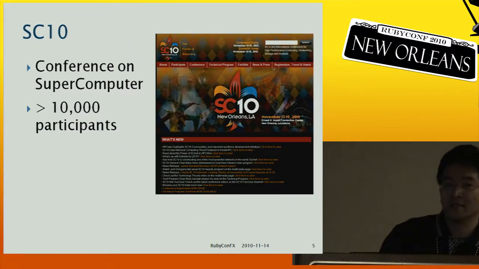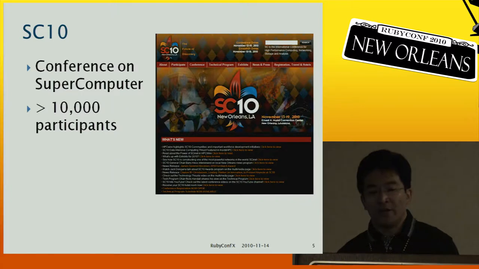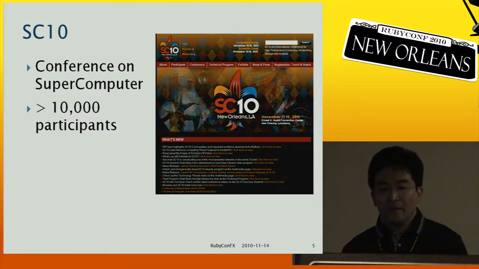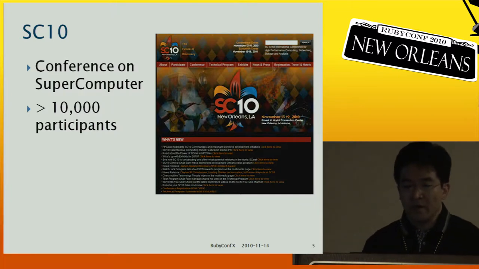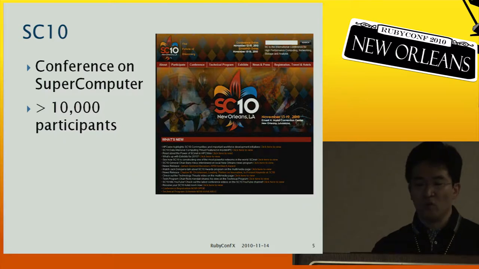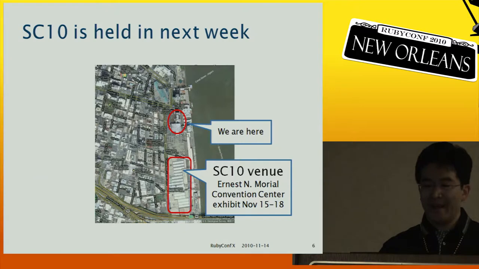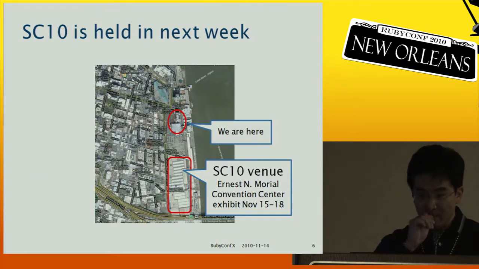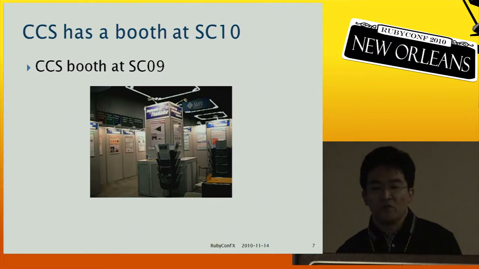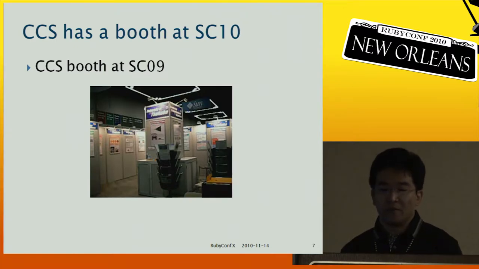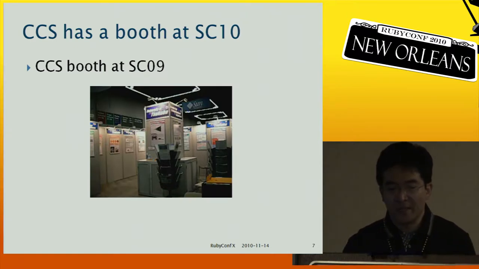By the way, do you know SC10, which is a conference on supercomputers? SC10 is held next week here in New Orleans. It is so large that more than 10,000 people participate. And the venue is very close from here. Our institute, Center for Computational Sciences, University of Tsukuba, exhibits in SC10.